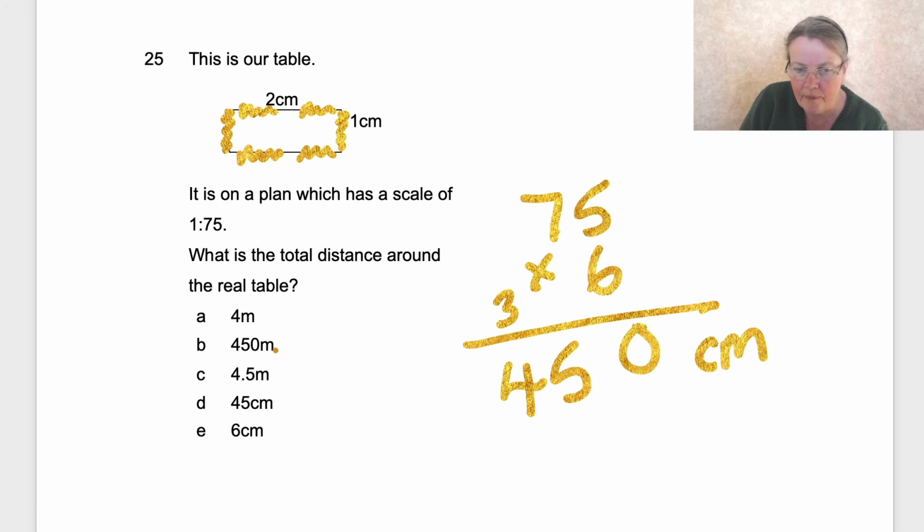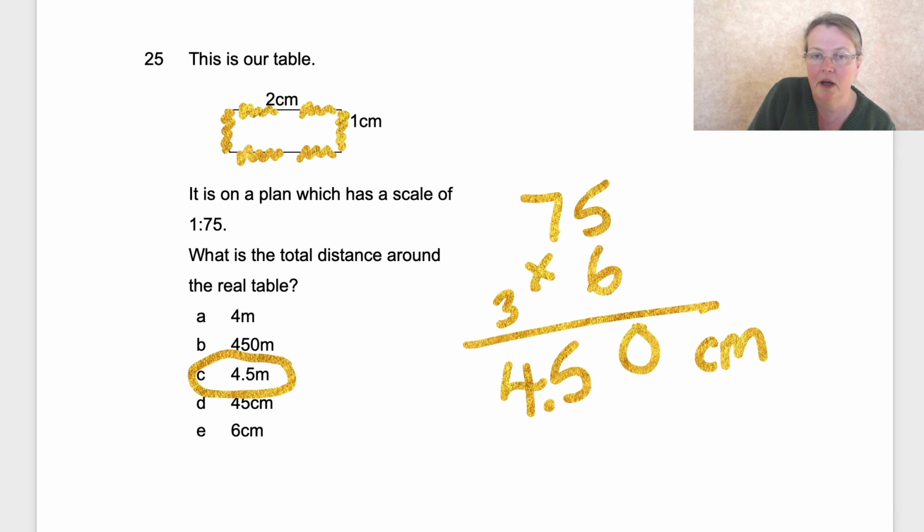So, we're going to have to convert it. It's not 6 centimetres. It's not 45 centimetres. We're going to have to convert it into metres. So centimetres, decimetres, metres. It's 4.5 metres.